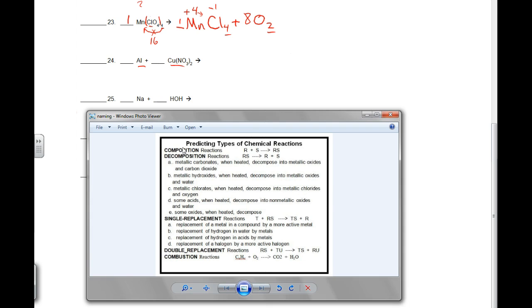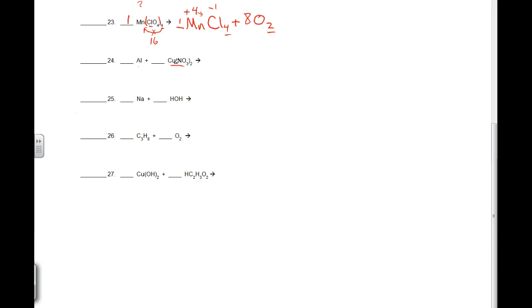Okay, so it's not composition or decomposition. Those are 2 forming 1, or 1 forming 2. So I skip down to single replacement, that shows a lone element reacting with a compound to form a new compound plus another or different lone element. 24 seems to match that first half of that pattern. So let's go ahead and do that. This is a single replacement.